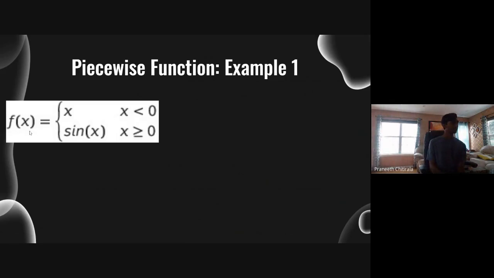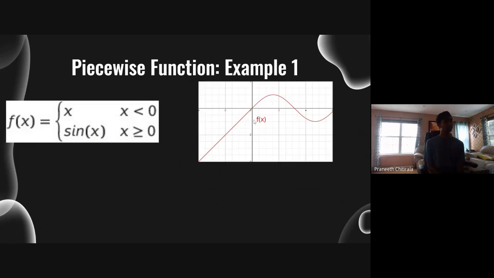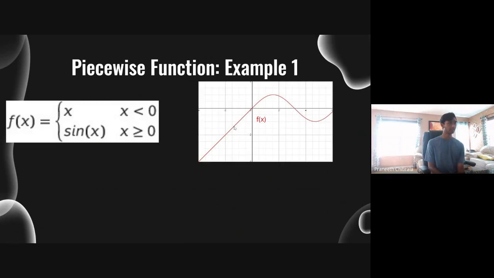So for the first example, we have f of x equals x whenever x is less than 0, and sine of x when x is greater than or equal to 0. So what's the derivative of f of x here? Well, just take the derivative of each of these components. This is a very simple function, x, when x is less than 0. And this is sine of x when x is greater than 0.